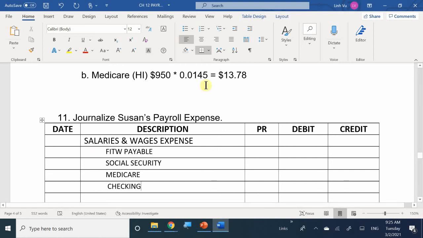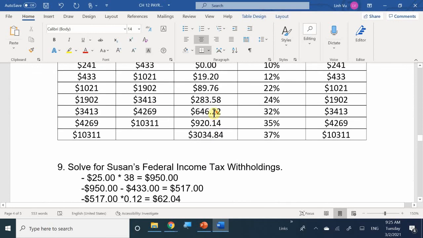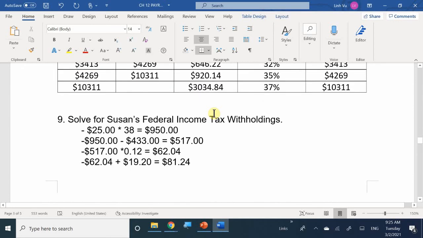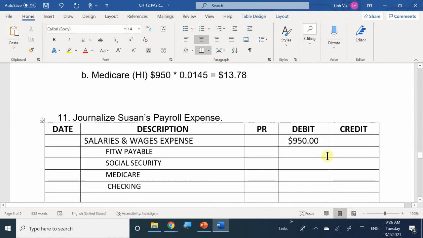So let's go ahead and calculate. What was her total gross earnings? $950. How much was her federal income tax withholdings? $517? No, $81.24. Correct.